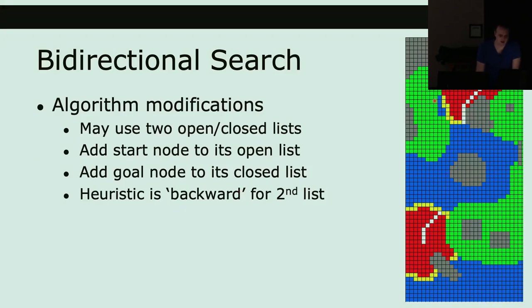But the algorithm modifications you need to make, well, you may need to use two open and closed lists. So you'll have two open lists, two closed lists. You're going to add the start node to the starting open list and the goal node to the goal open list. So there's a start open list and a goal open list. And now you have to be careful because for things in the second open list, from the goal, you're measuring the heuristic to the start. You're no longer measuring the heuristic to the goal. So you have to be careful of that.